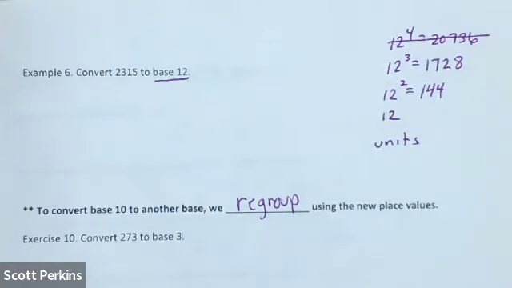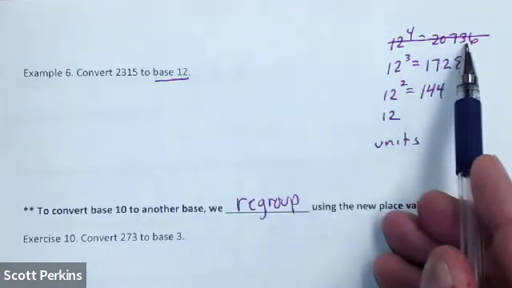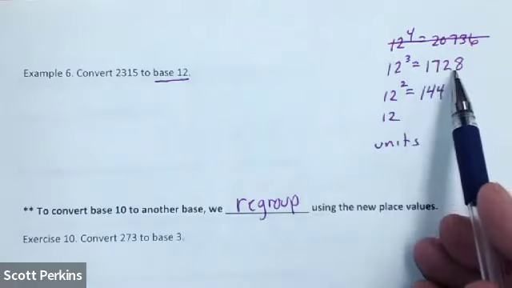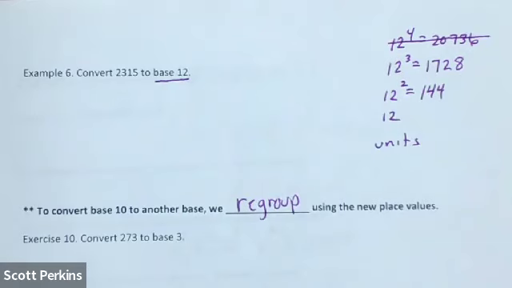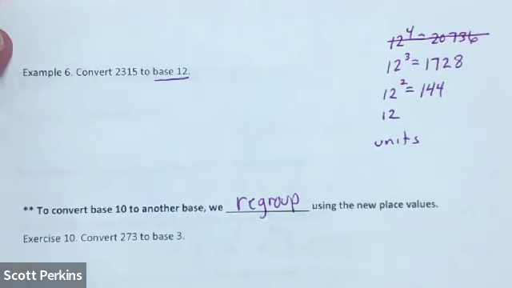So step one of writing a base 10 number in another base is to write out the place values until you have a place value that's too big. Okay, I don't have enough objects here to make a group of 20,736, but I do have enough objects, 2,315, to make a group of 1,728, and that's where I'm going to start. I picked this one, this one's base 12, a little harder to work with. I picked this for mine so that when you do your example, you'll see, okay, that's a little bit easier.